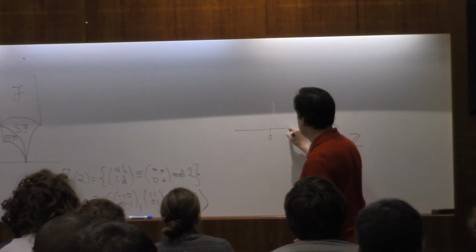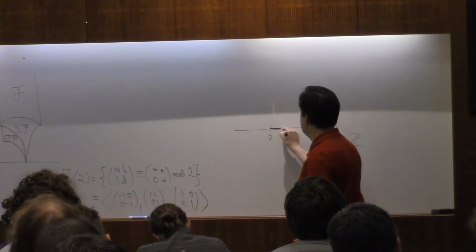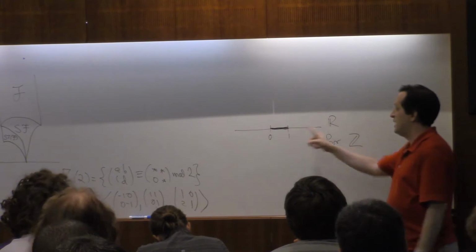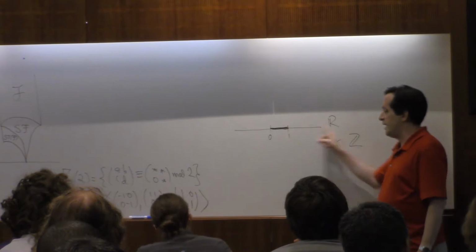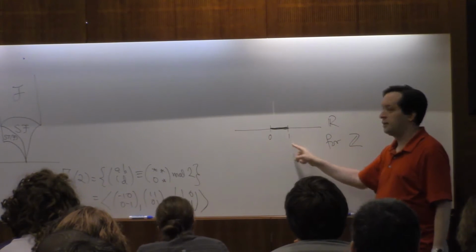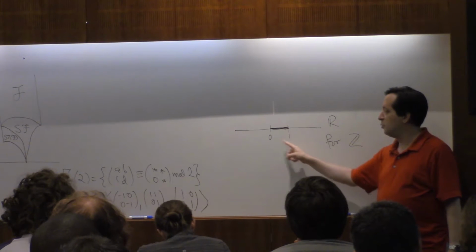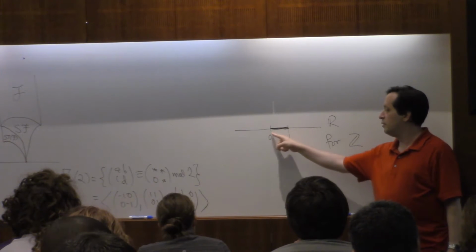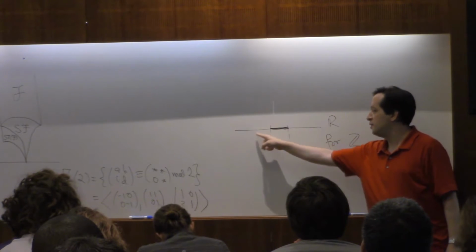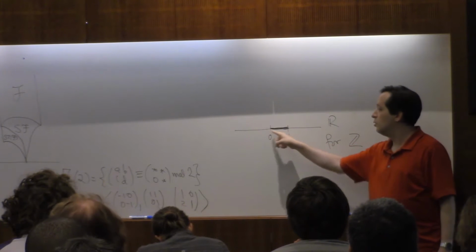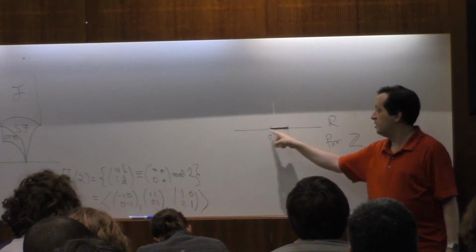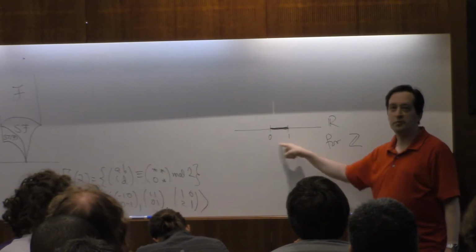So the interval from 0 to 1 is a standard fundamental domain. Every real number, you can add a suitable integer to it to land in here. There's a little bit of a problem on the endpoints. Both 0 and 1 are in the same orbit. Otherwise, every real number has a unique orbit element in here except at the endpoints.